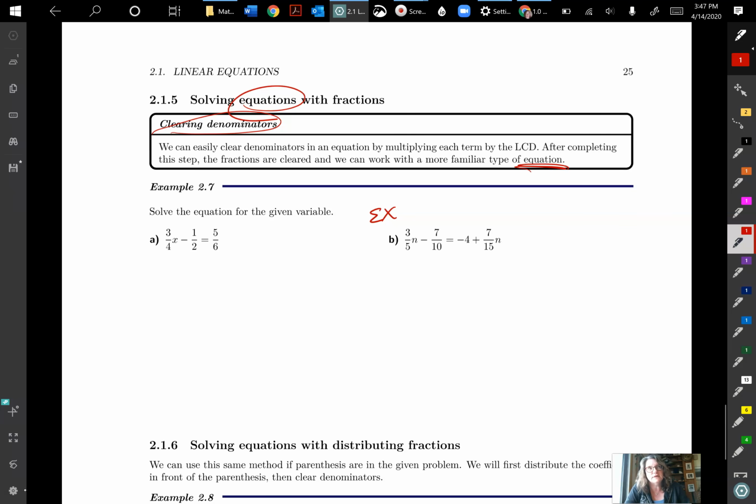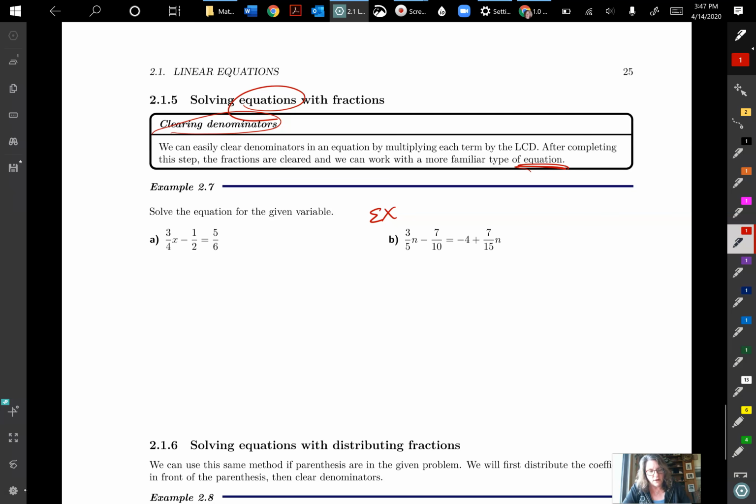If there's no equal sign involved, don't use this method. The only other time you'll ever use this method is when we do complex rational fractions. They're fractions within fractions, and because we can balance off the top with the bottom, then that works. But this method will not work if there's nothing to balance. So be careful of that.